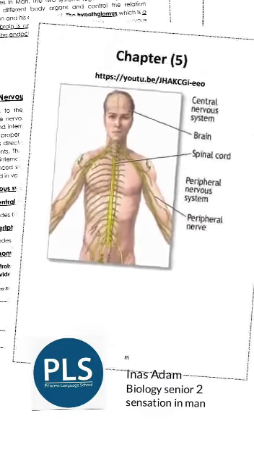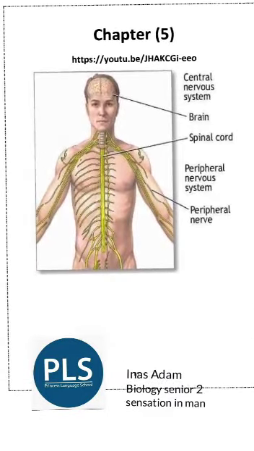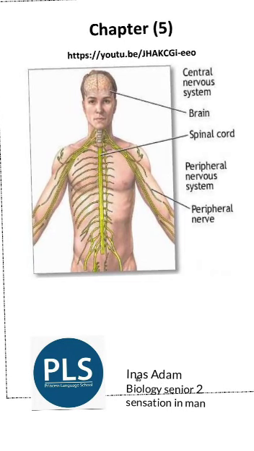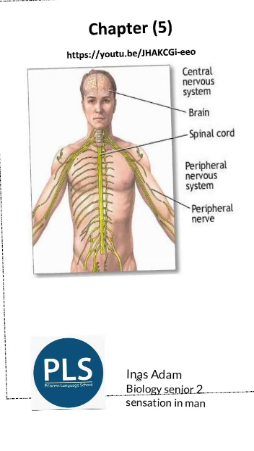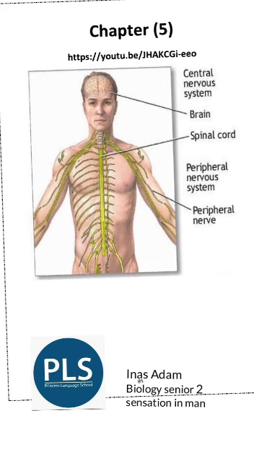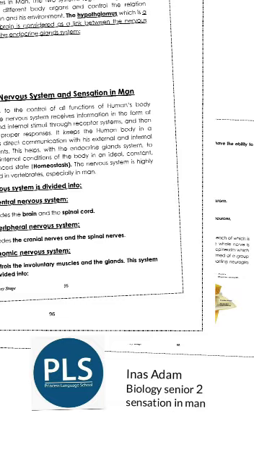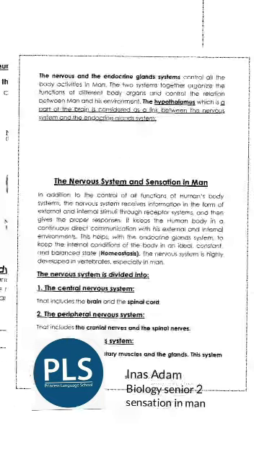Good morning, dear students. Today we are going to talk about lesson 2 in chapter 5, which is about sensation in man. As we mentioned in the last lesson, sensation in man works with the highest efficiency and the highest accuracy. Today we are going to study the nervous system which controls the sensation in man.